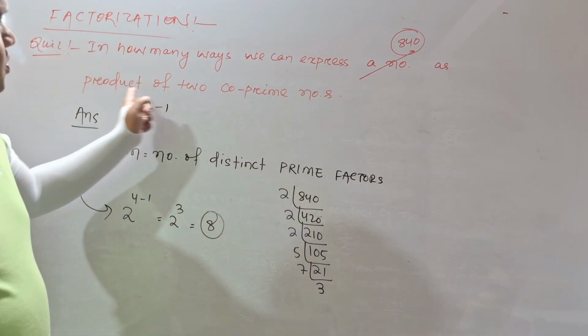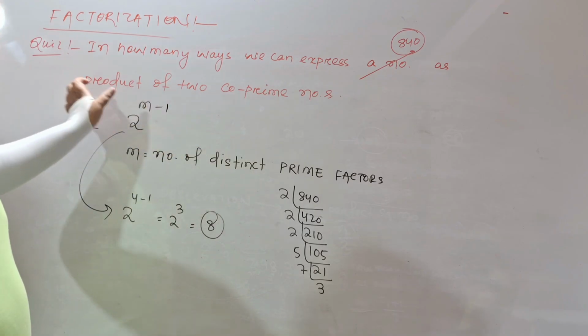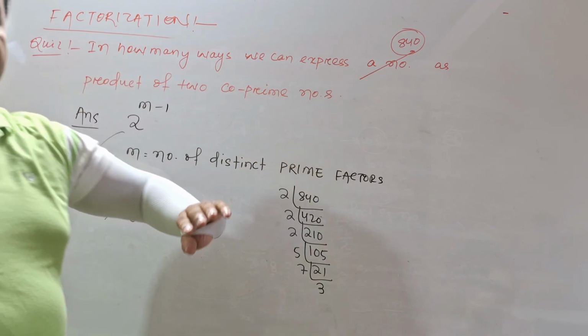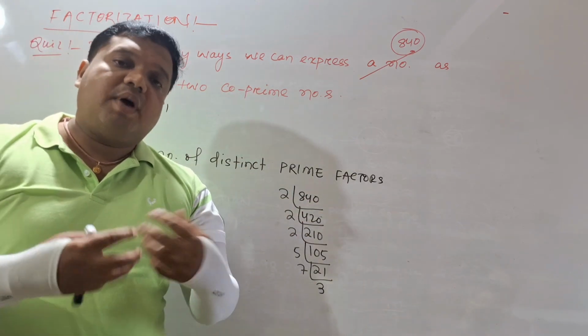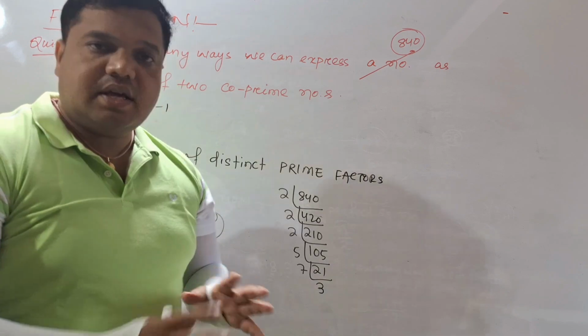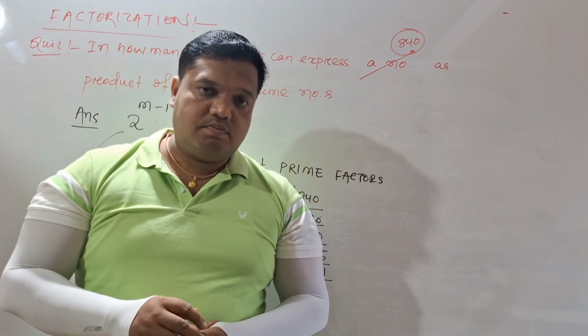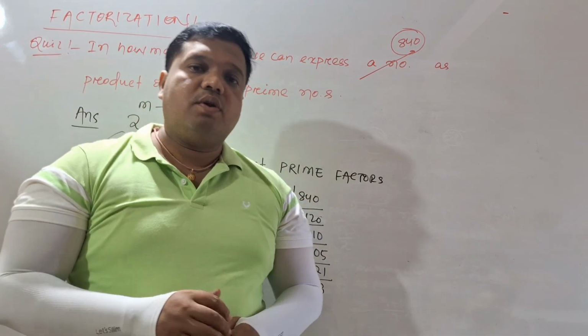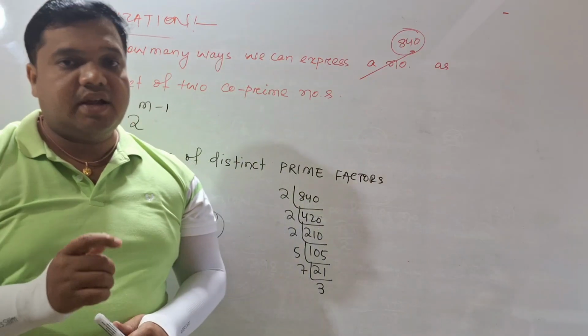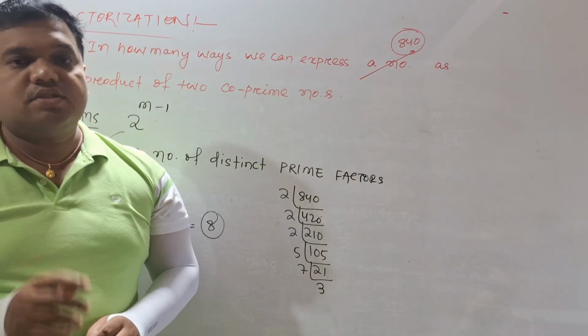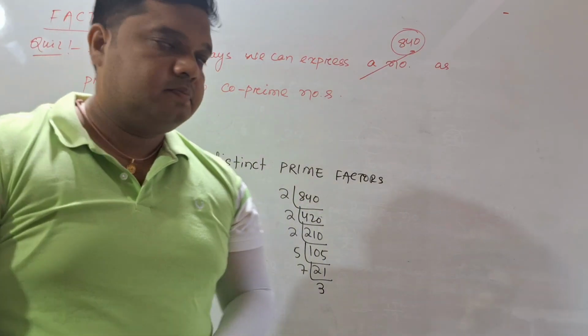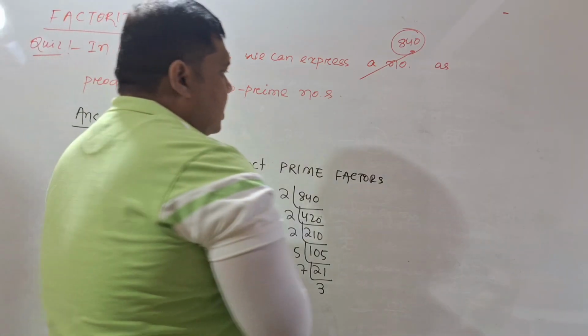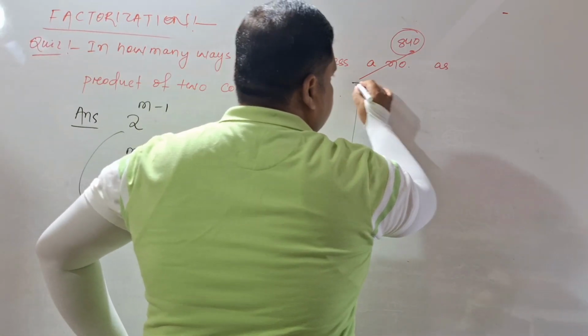This is the product of two co-prime numbers. If it is the sum of two co-prime numbers, you just find Euler's number. And how to find Euler's number, we will discuss in the remainder theorem. Because in the remainder theorem, one popular theorem is there to find the remainder, that is called Euler's theorem, to find the remainder. Done?